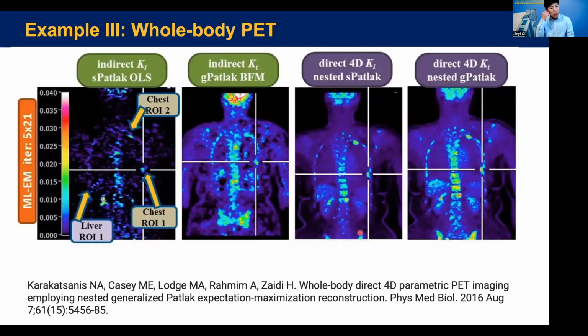The same thing applies to whole body PET imaging. This is the result taken from the paper, and they show the direct Patlak reconstruction can reduce the noise and improve the image quality over the indirect reconstruction, either for the standard Patlak, or the generalized Patlak model. In both cases, the direct reconstruction produced higher image quality.